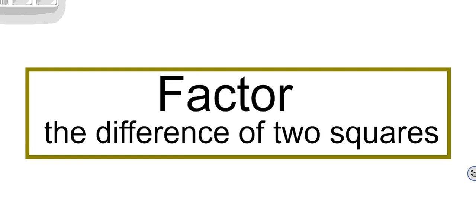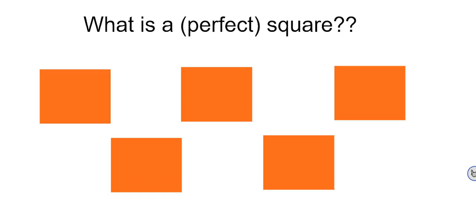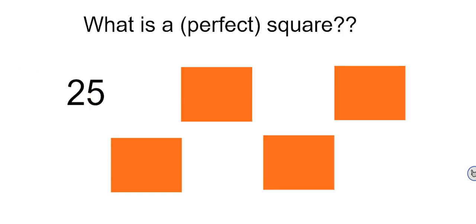Okay, here we go. Factor the difference of two squares. So let's stop and talk about what a square is anyways. I mean, not the shape square, we know what that is, but a perfect square. When we look at 25, we consider 25 to be a perfect square because 5 times 5 is equal to 25. Anytime we have a number times itself, whatever that result is, we call that a perfect square.